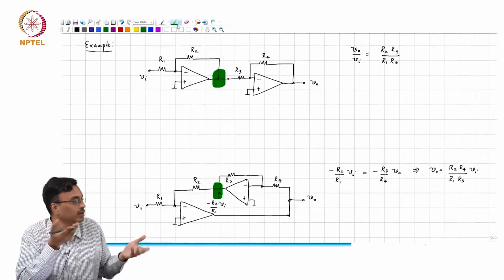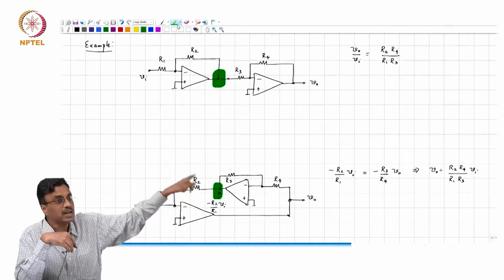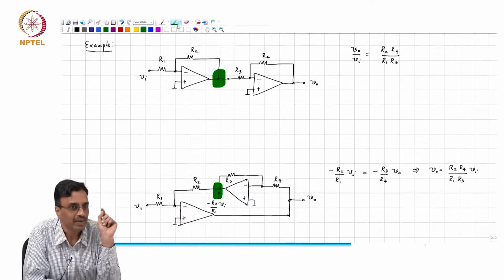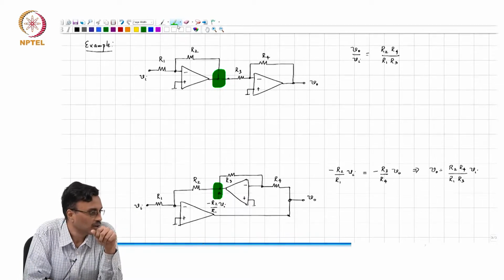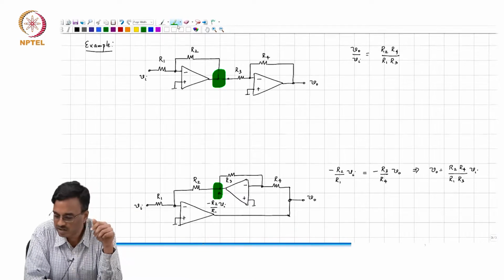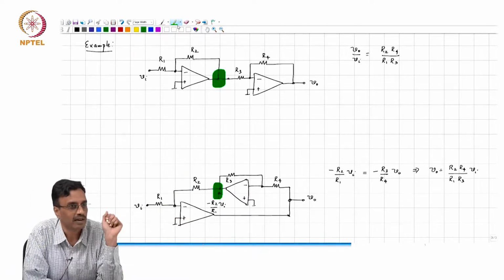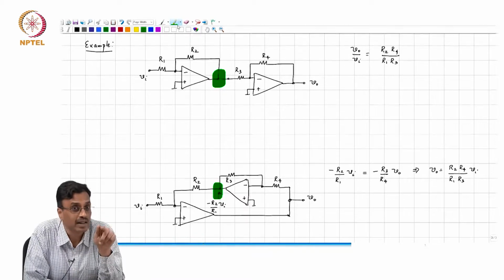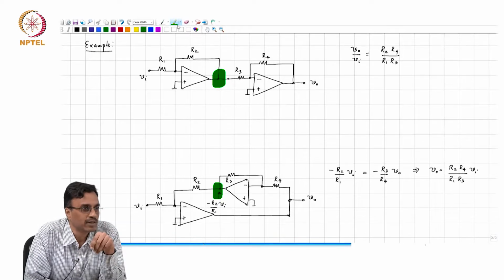So, it might turn out that this circuit may be better than that circuit when the op amp is non-ideal, right? So, it turns out that in some applications, a circuit derived by doing this, when the op amp is non-ideal, actually turns out to be much better than the more straightforward looking circuit.